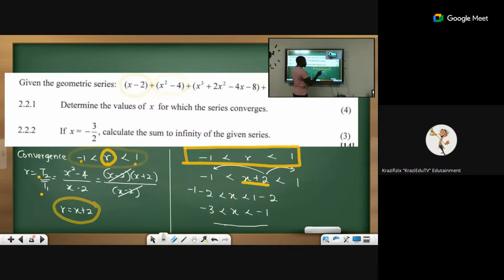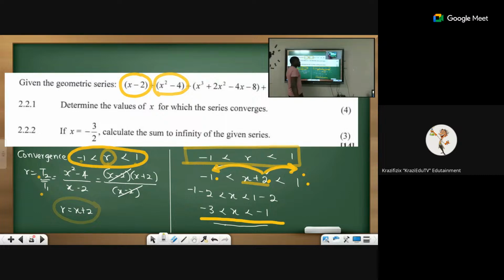And what did we do? We moved the 2, grade 8. You remember all of this. Is it? No, grade 10. Subtract 2, subtract 2, subtract 2. So x must be that.